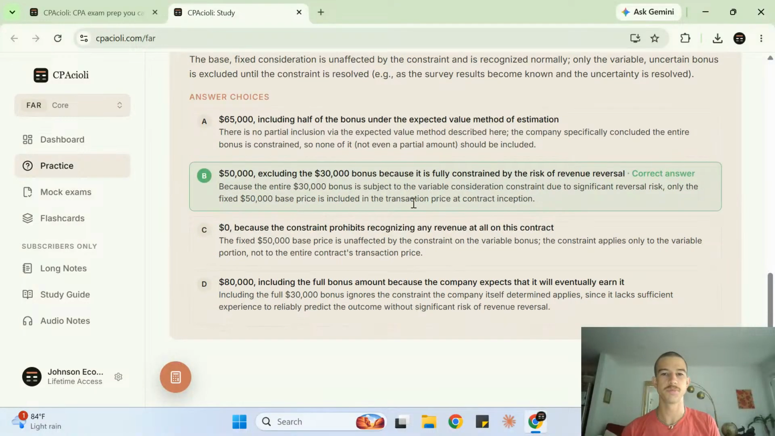Because the bonus is subject to the variable consideration constraint due to significant reversal risk, only the 50K base price is included in the transaction price at contract inception.